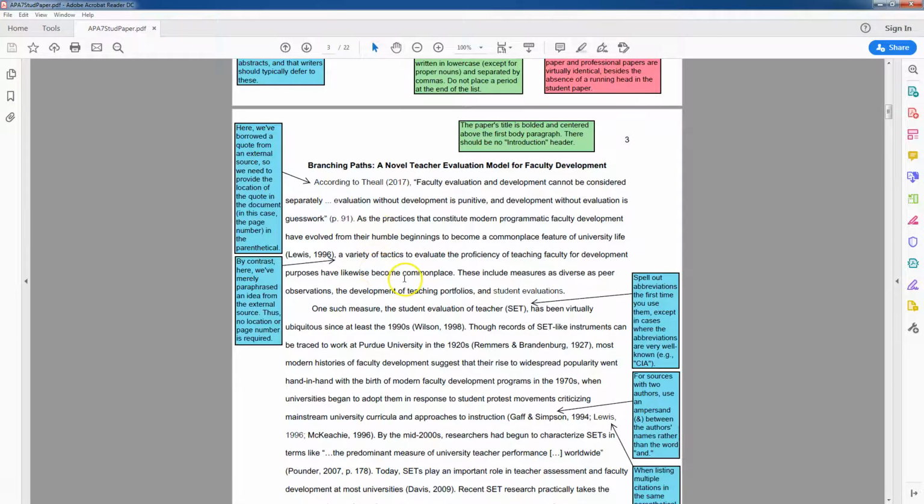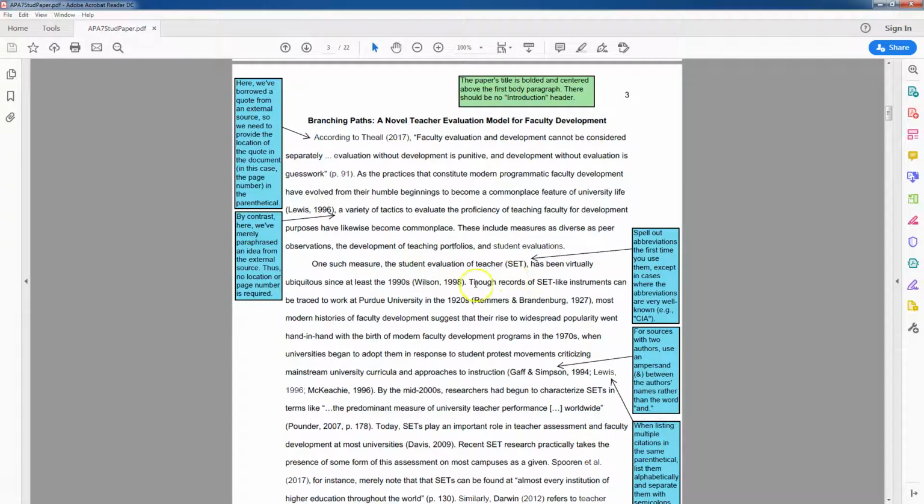So you'll notice that for student evaluation of teacher, they've created an abbreviation, SET, that they can use from here on out. The in-text citation still says the same last name, comma, date of the article. You'll notice here, Theol is the author, and that article was published in 2017. And because it was a direct quote, you'll notice they have a P period, space, 91.